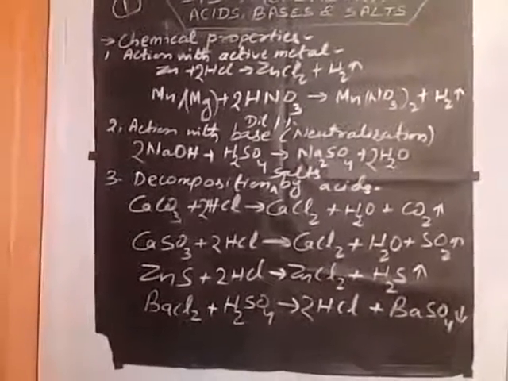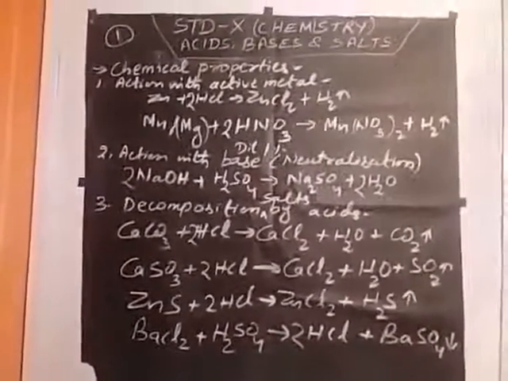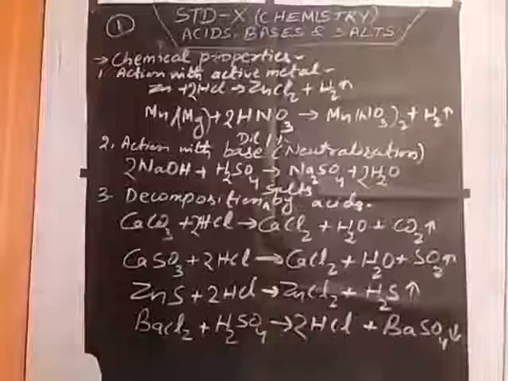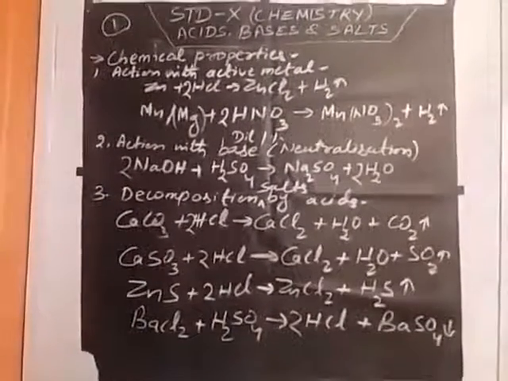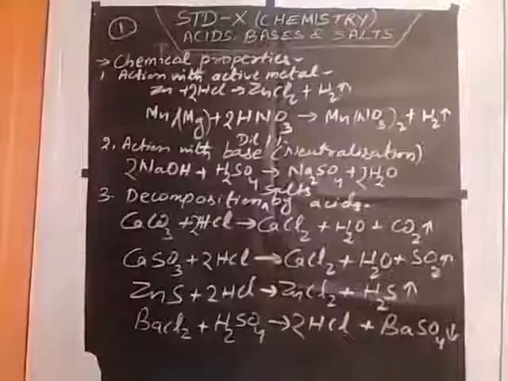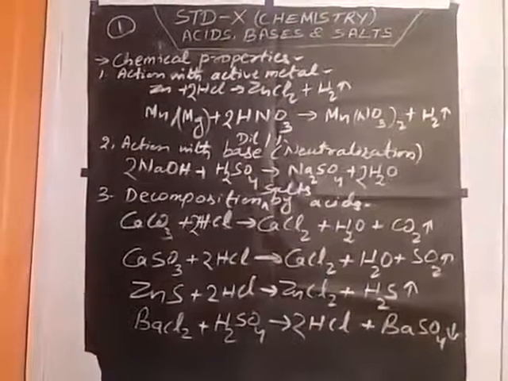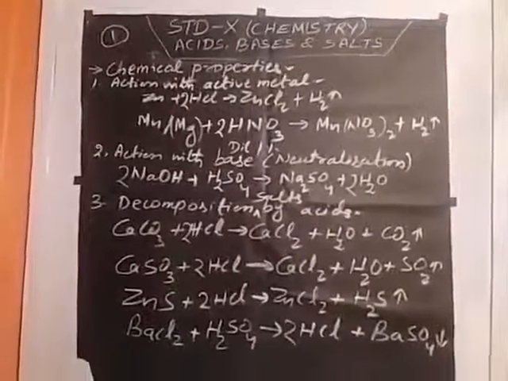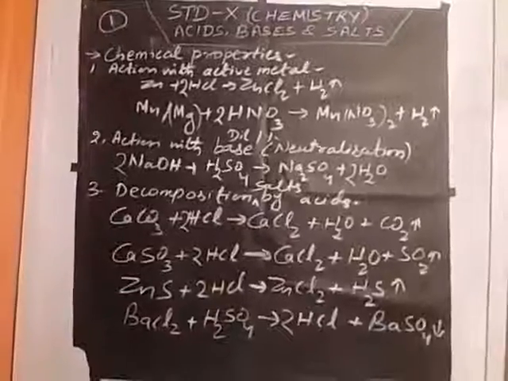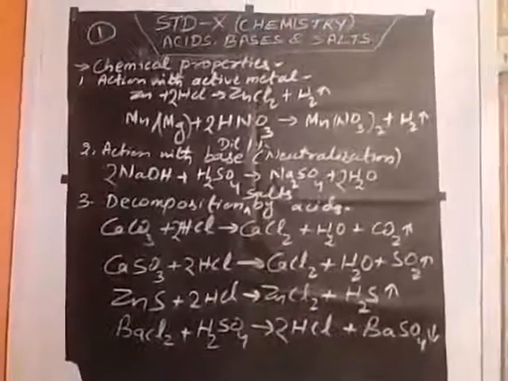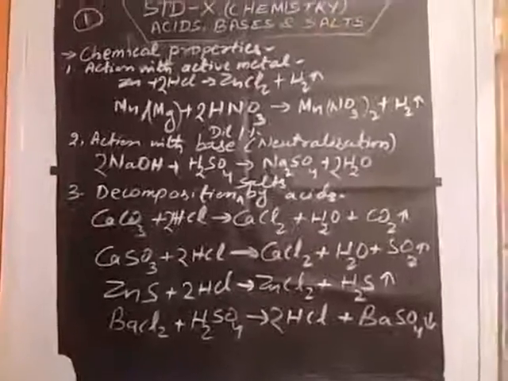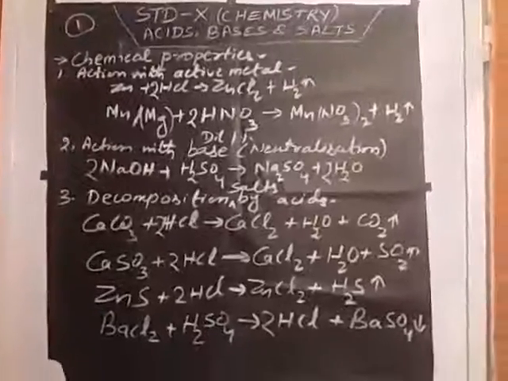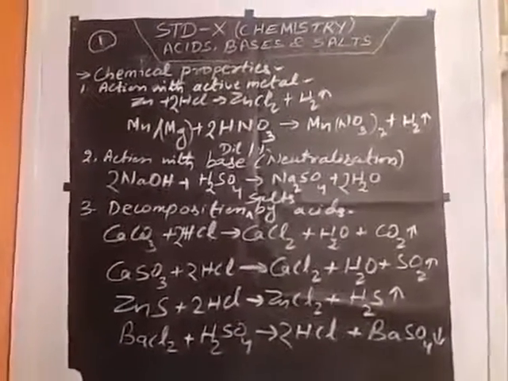Decomposition of salts by acids. For example, calcium carbonate added with hydrogen chloride forms calcium chloride salt plus water and carbon dioxide. So if it is calcium carbonate or a metallic carbonate, then carbon dioxide is produced. If calcium sulfite, then it produces sulfur dioxide. If zinc sulfide, then it produces hydrogen sulfide gas. But barium chloride, a salt, when added with sulfuric acid, forms hydrogen chloride and barium sulfate, which is an insoluble salt. So these are the properties of acids.